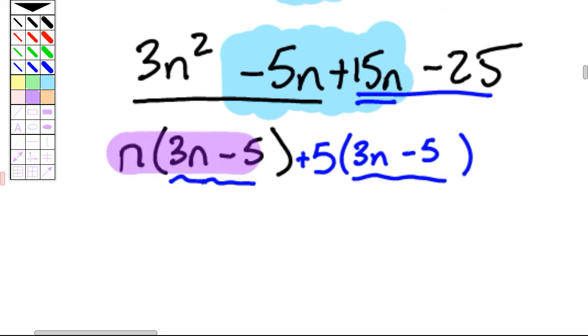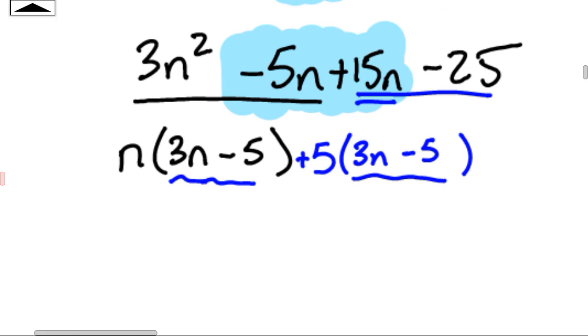So, look at these two right here. What do they both have in common? Well, they both have that 3n minus 5. So essentially what I'm doing is I'm factoring out 3n minus 5.